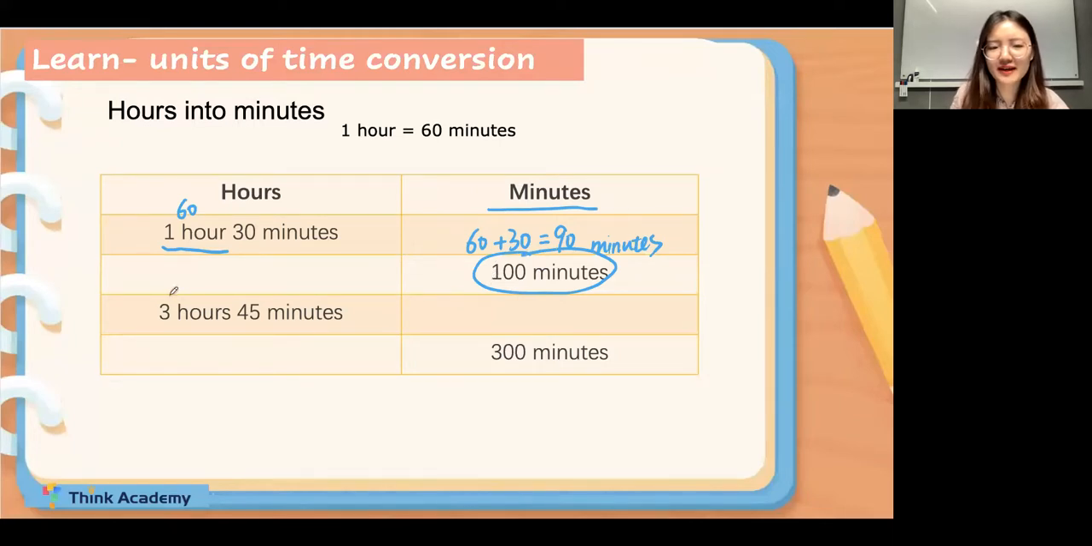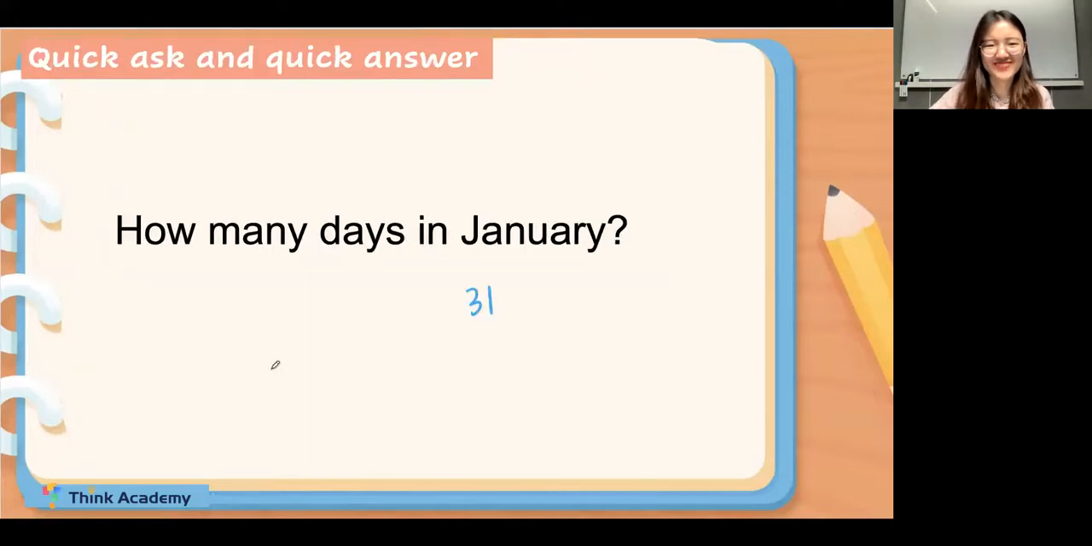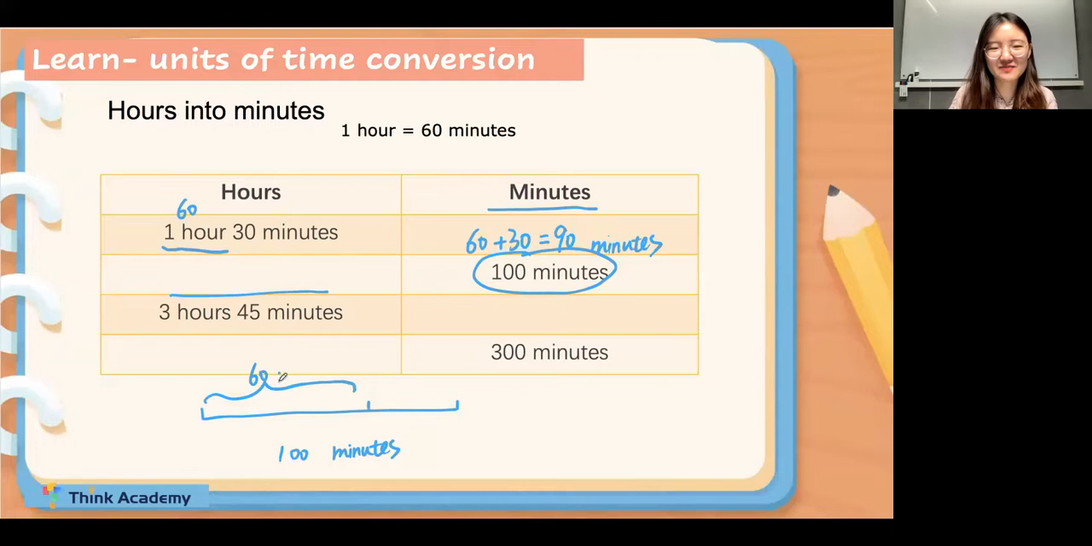Okay, and for the next one, we have known that there are 100 minutes, and we want to know how many hours here. Okay, everyone, my question is, how many hours in 100 minutes? 1 hour, right? Very well done. Because 1 hour equals 60 minutes, and there are only 60 minutes in 100 minutes. So there is 1 hour.